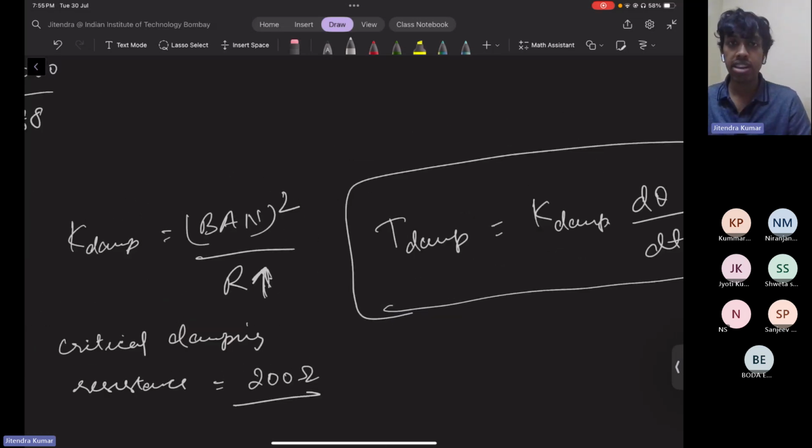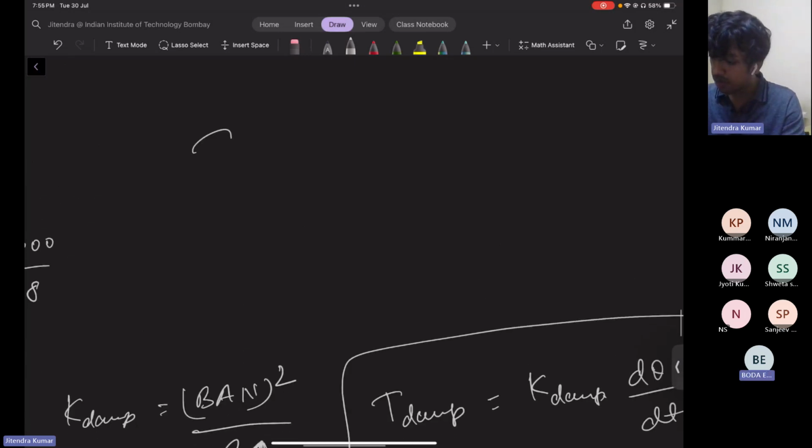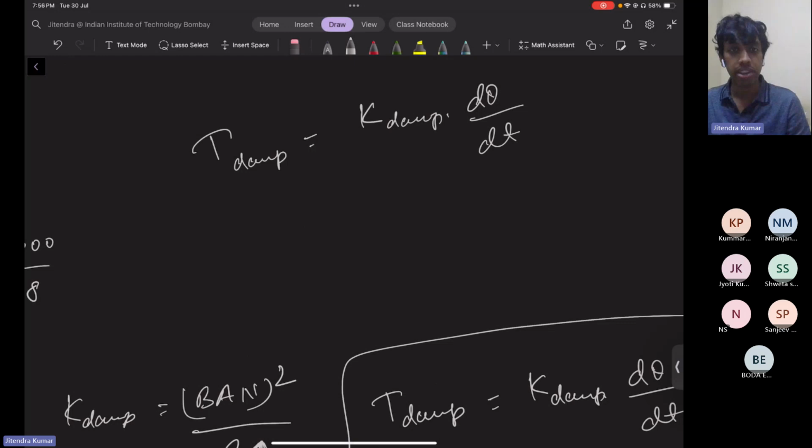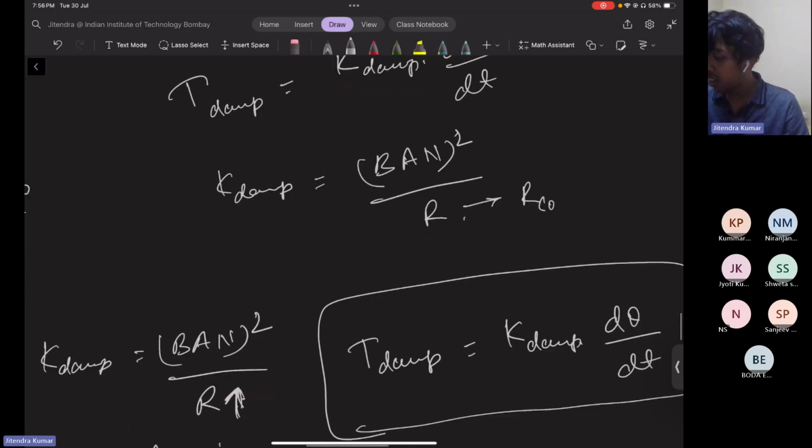Anyway, this lecture will be available as a recording on YouTube as well, and you will be provided with the link. But just a quick recap of the nature of damping of these instruments. I derived the expression of damping torque, and this damping torque was damping constant into d theta by dt. So this damping torque depends on the velocity of the pointer. Now this K damping expression is B A N square divided by R, and this R is nothing but R coil plus the external resistance we have connected in this circuit.